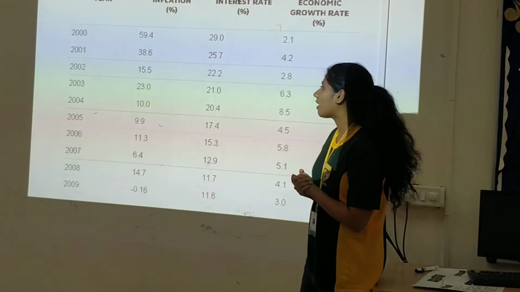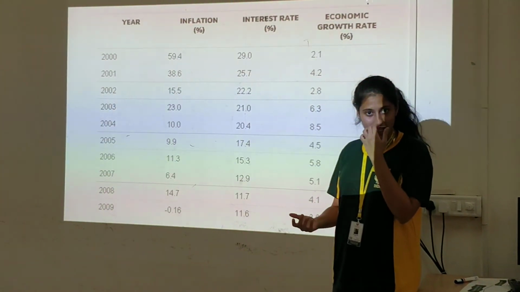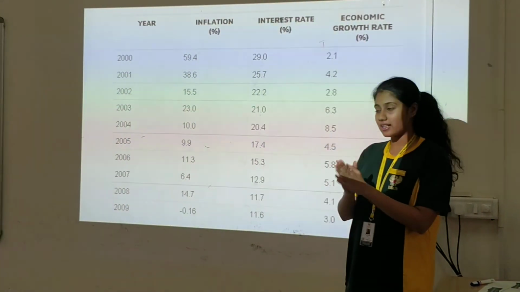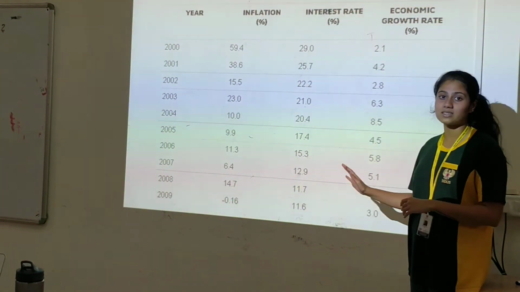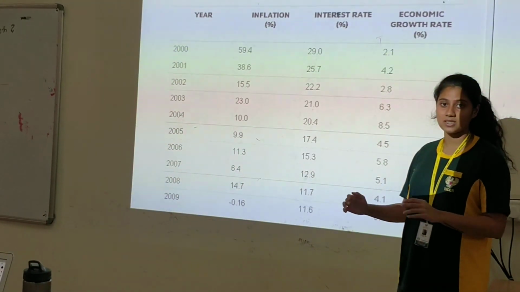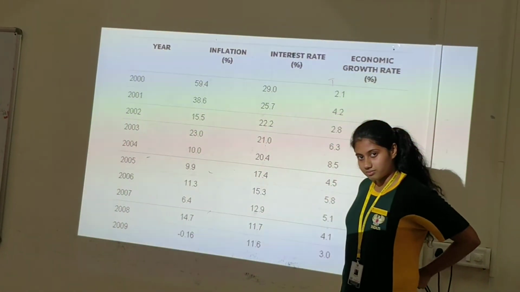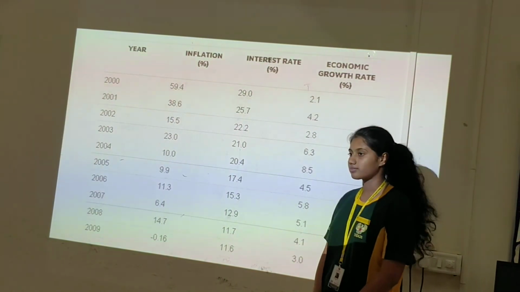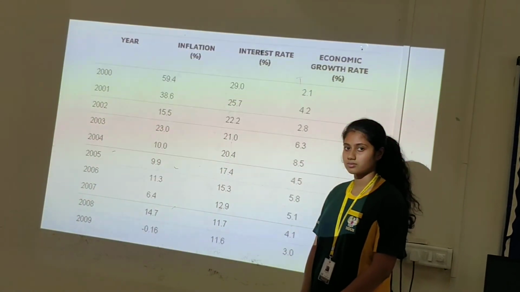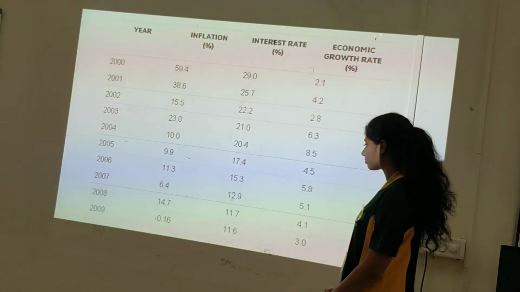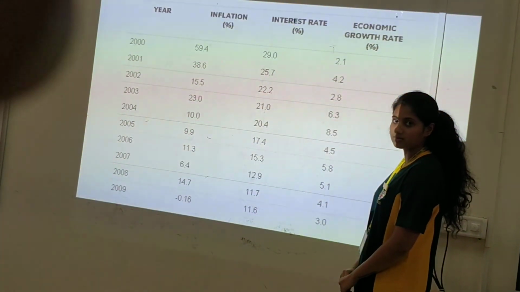So basically, what the conclusion is, which policy is the central bank using in order to stabilize the economy? So right now we have learned two policies, fiscal policy and monetary policy. So over here, the central bank is using monetary policy in order to stabilize the economy. If we talk from 2000 to 2005, central bank has been following what economic policy? 2.1, 4.2, economic growth rate is increasing. Look into the interest rate: 29, 25, 22, 21, 20, 17.4, 15.3, 12.9. See, it is going down.